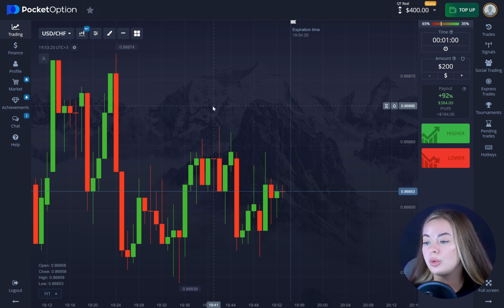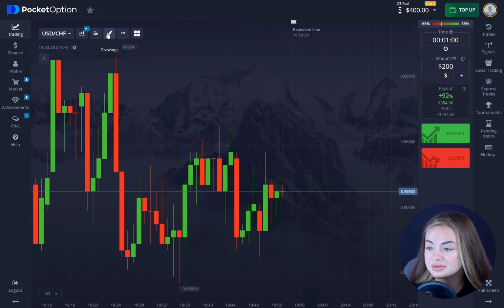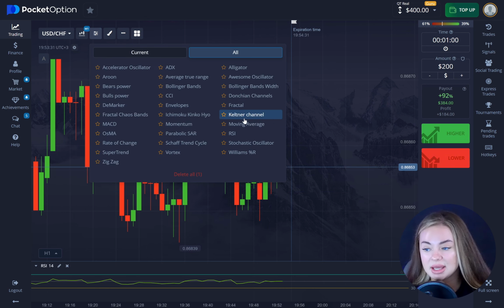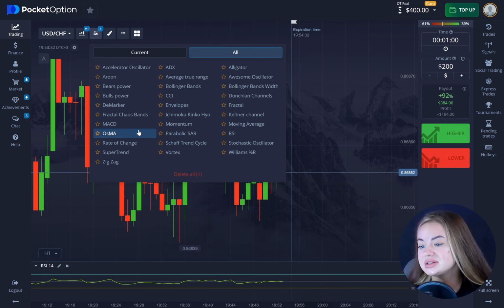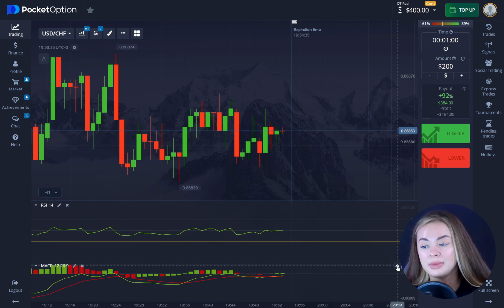Ready? Let's go! First, you need to go to Pocket Option and enable our indicators. On the top left, there's a button labeled Indicators. Click on it and you will see a variety of indicators. We select RSI and MACD.